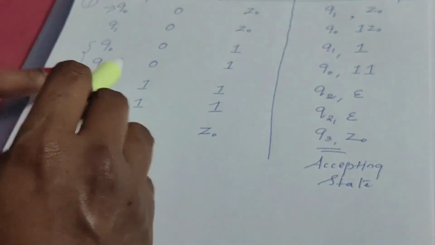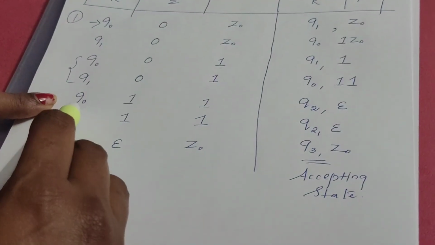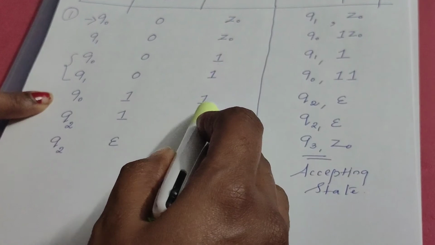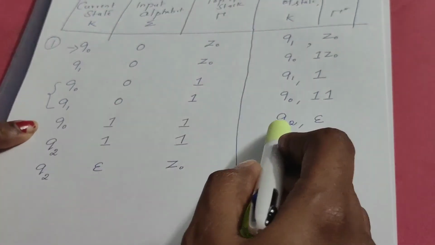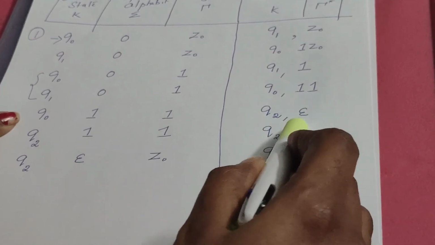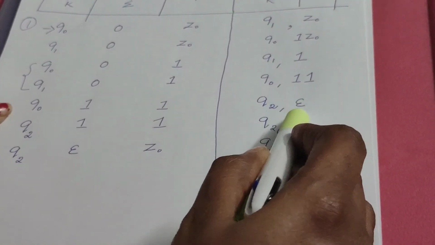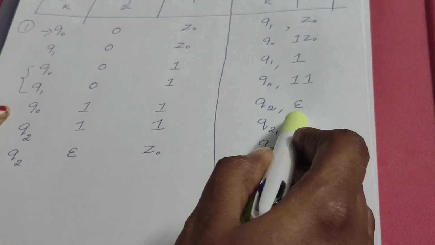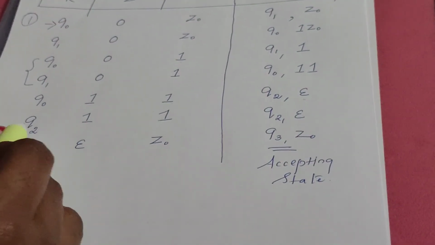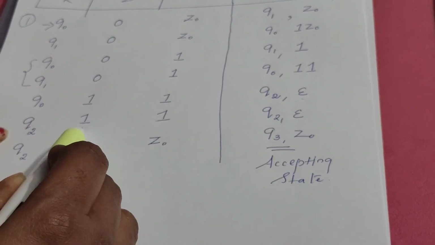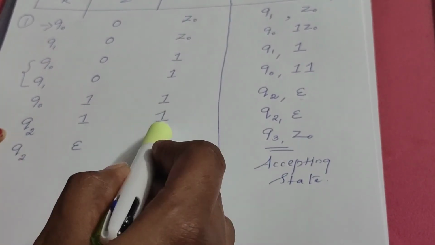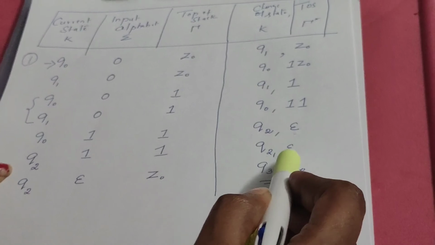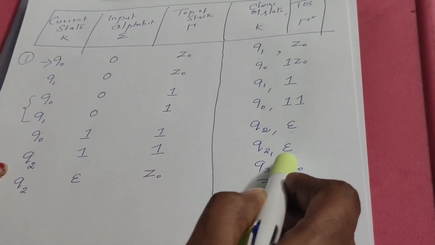At one point, after consuming all the zeros, pushdown automata reads 1 from the state Q0. When it reads 1s, the top of the stack contains 1s. That time, change the state to Q2 and we are writing epsilon. This epsilon indicates whatever is available at the top of the stack is to be removed. So 1 is removed from the top of the stack. Now the current state of PDA is Q2. From Q2, it continues to read the rest of the 1. Whenever it reads 1, the expected symbol at the top of the stack is 1. That time it continues to stay in Q2, every time popping 1 from the stack.